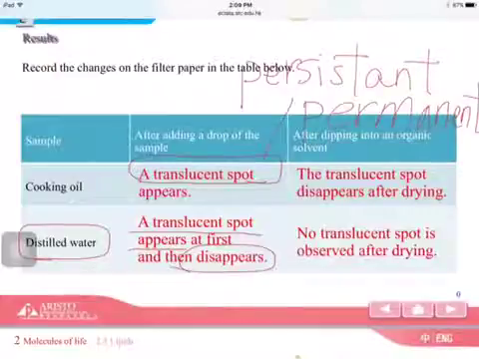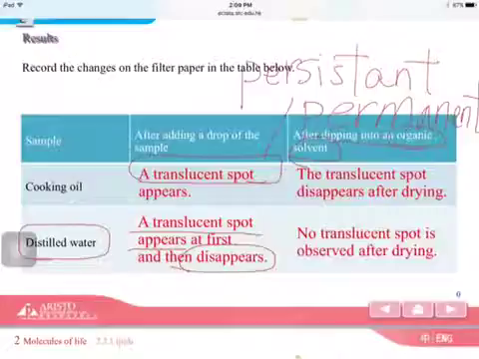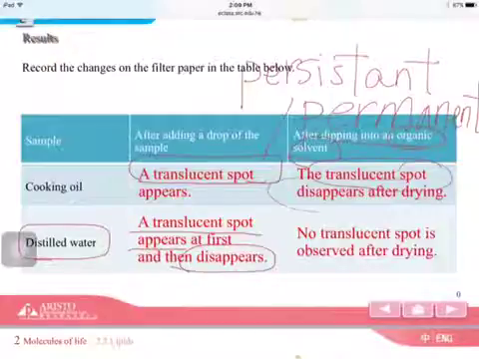The second part of this experiment is to dip the spot into an organic solvent, since oil or lipid dissolves in organic solvent. So if you dip them into the organic solvent, the translucent spots will disappear after drying.